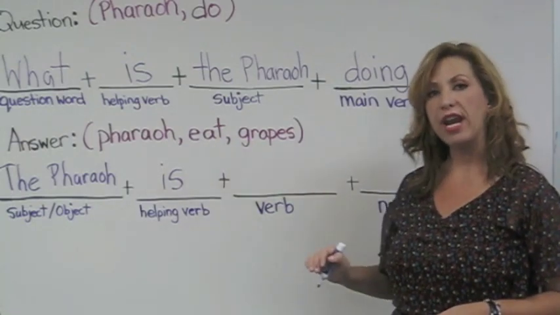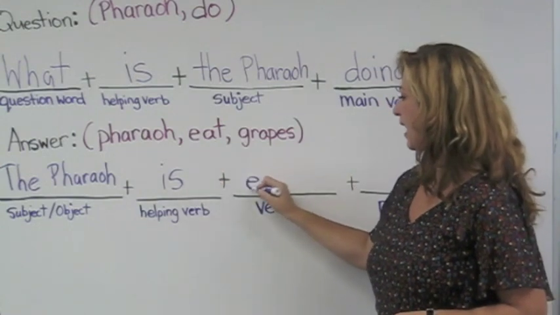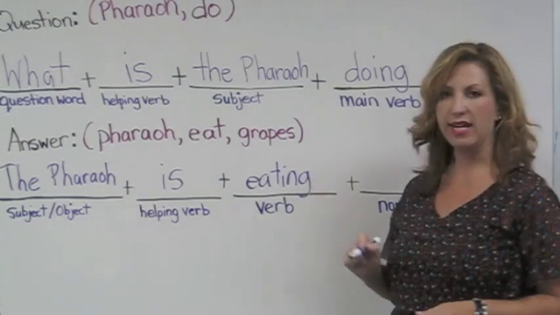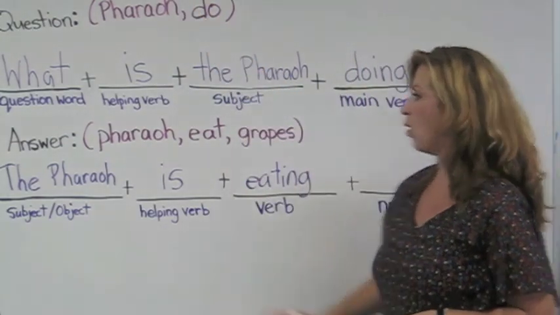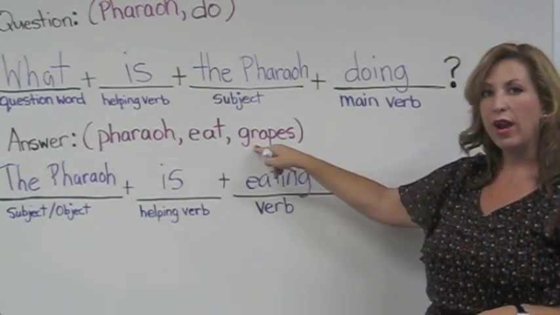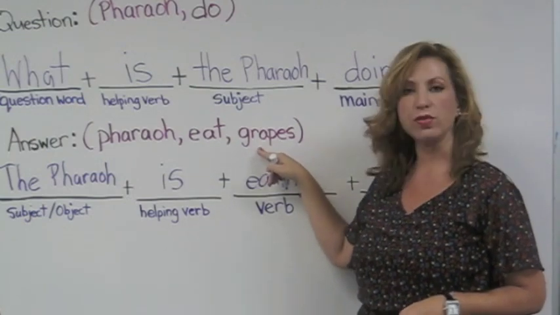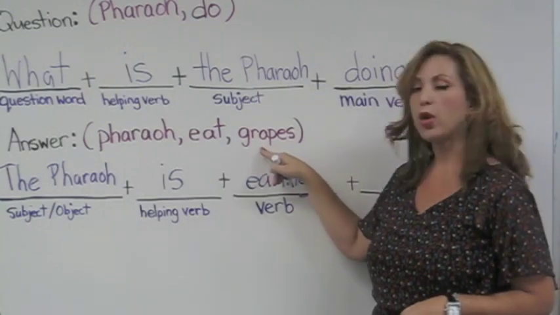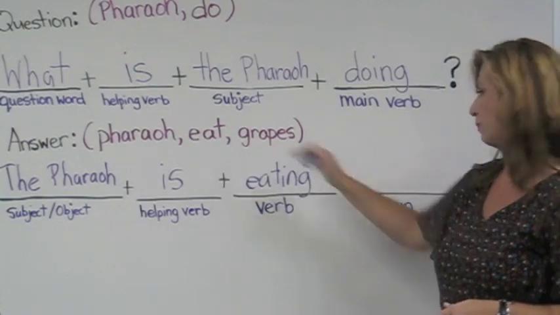So we need to conjugate our verb again. The pharaoh is eating because it's happening right now as we ask the question and answer the question, because it's in the progressive tense. It means it's happening now. The pharaoh is eating grapes. So again, because this is a noun, we're going to use an indefinite or a definite article. So we're going to use definite. We know which grapes he's eating, so it's going to be the grapes.